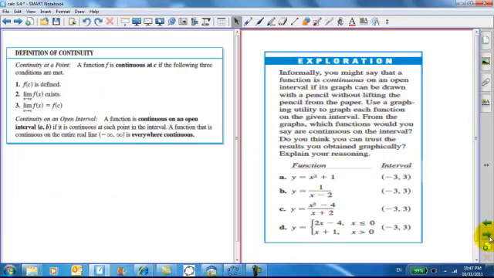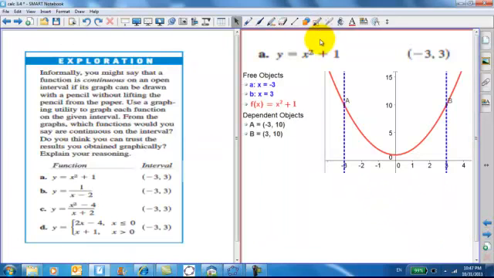Now, here's a few exploration problems. We're going to try and describe when the following functions are continuous over this interval. So here in our first one, x squared plus 1, just a happy parabola raised up 1. And from negative 3 to 3, everything seems fine. It's a parabola, and basically a polynomial function is everywhere continuous. That's because we restrict our powers to whole numbers.